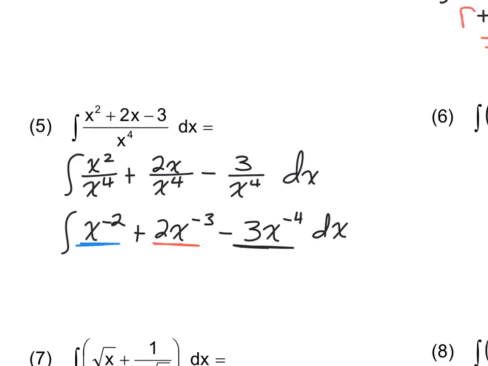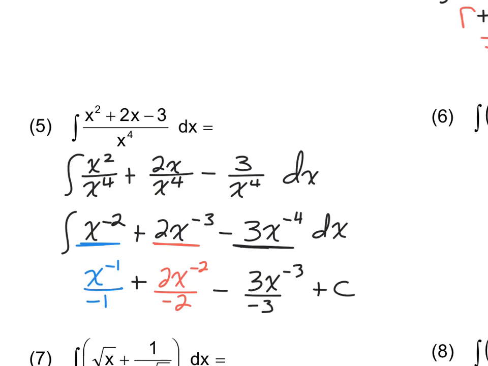All right, so what's the antiderivative of x to the negative second? x to the negative first divided by negative 1. Right, so x to the negative first over negative 1. You could write that any way you want. I'll just write it the way you said it, which is good. How about 2x to the negative third? 2x to the negative second divided by negative 2. And then the third one? 3x to the negative third divided by negative 3. Plus C. And then your plus C.